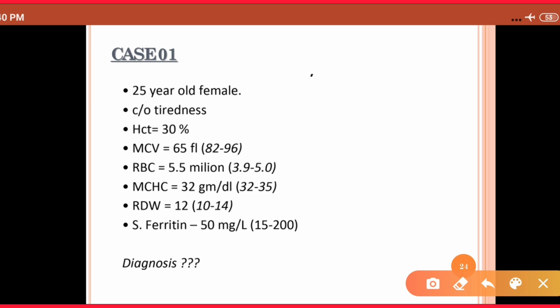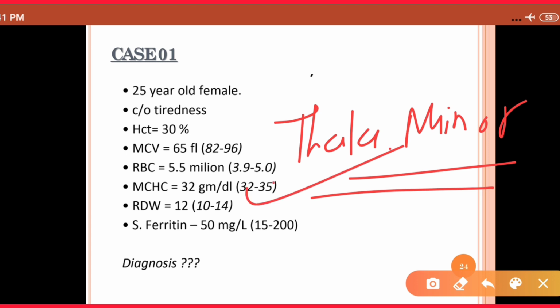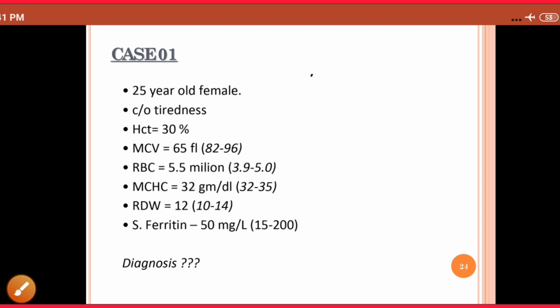So your final diagnosis could be beta thalassemia minor. So we have reached up to the diagnosis. In such a way you can reach up to the diagnosis. It is a case of microcytic hyperchromic anemia, but still you can give a further diagnosis with the help of these indices, right?